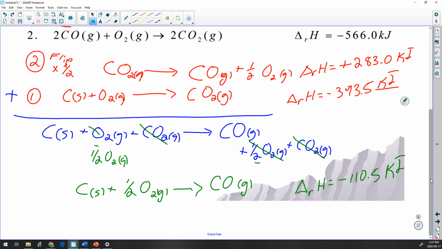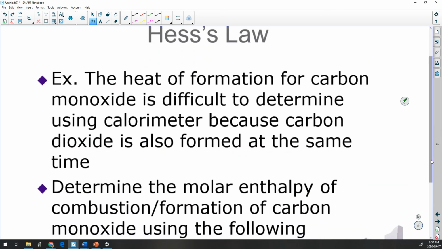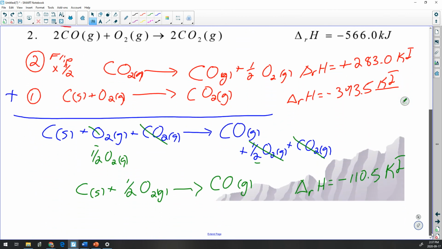Now, I can't remember if I asked for kilojoules per mole or not. Molar, okay. So because we're asking for the molar enthalpy, we're not quite done the question. We're more or less done, but not quite. The molar enthalpy is equal to the 110.5 kilojoules divided by the 1 mole of carbon monoxide that we created. So we have 110.5 kilojoules per mole.